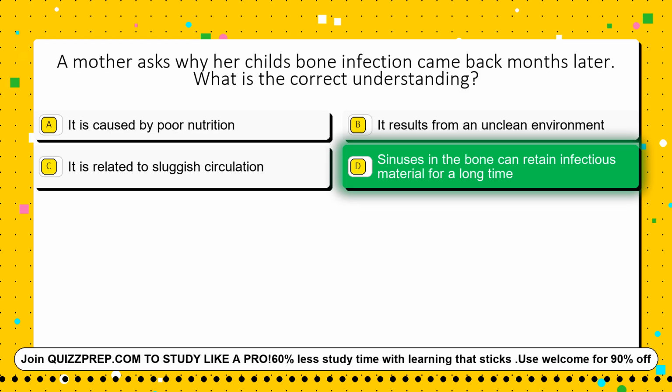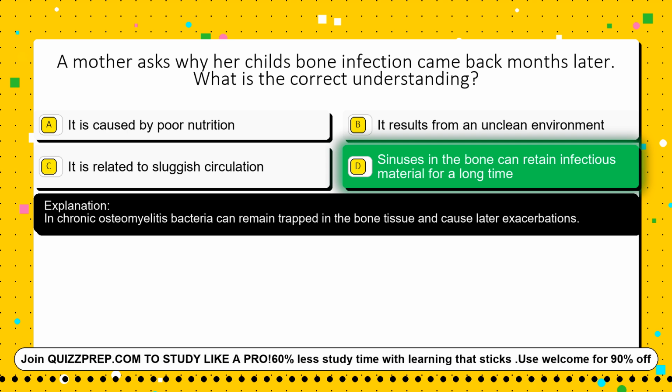The correct answer is option D. Sinuses in the bone can retain infectious material for a long time. In chronic osteomyelitis, bacteria can remain trapped in the bone tissue and cause later exacerbations.